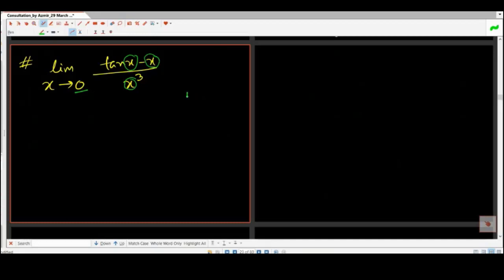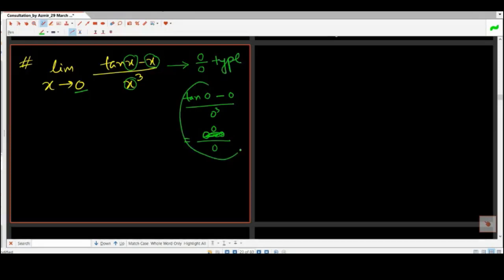So let's do a rough check. Tan x, that is tangent of 0, minus x, minus 0, over x cubed, that is 0 cubed. Tangent of 0 is 0, 0 minus 0 is obviously 0, and 0 cubed is 0. So that means the problem is of 0 over 0 type. So we can apply L'Hopital's rule.